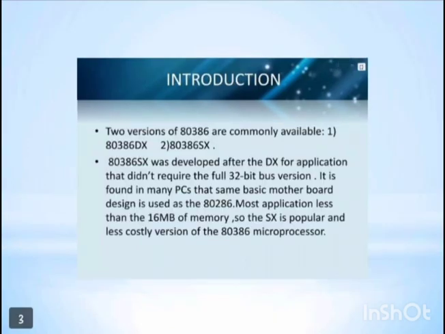Firstly, introduction. Commonly there are two versions of the 80386 available: the 80386DX and the 80386SX. The 80386SX was developed after the DX for applications that didn't require the full 32-bit bus version. It is found in many PCs that the same basic motherboard design is used as the 80286. Most applications use less than 16 MB of memory. So the SX is a popular and less costly version of the 80386 microprocessor.